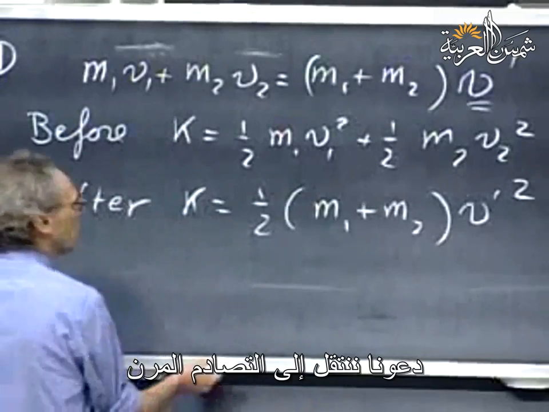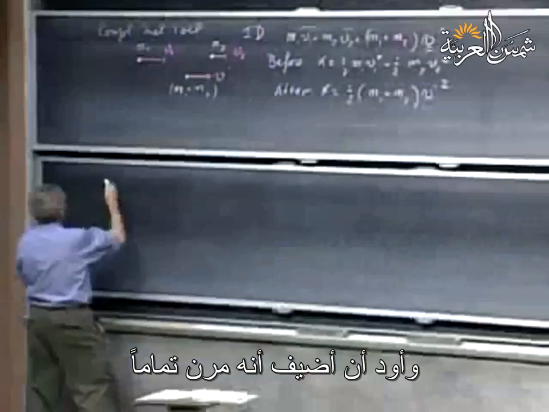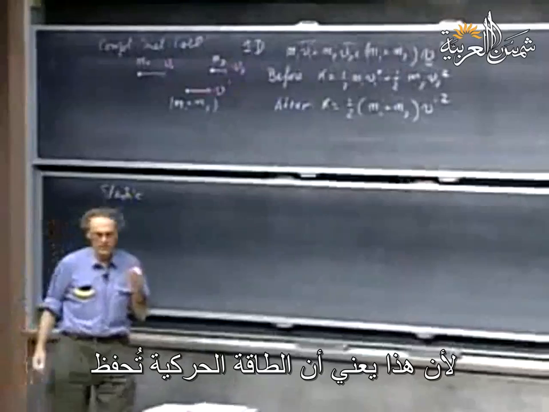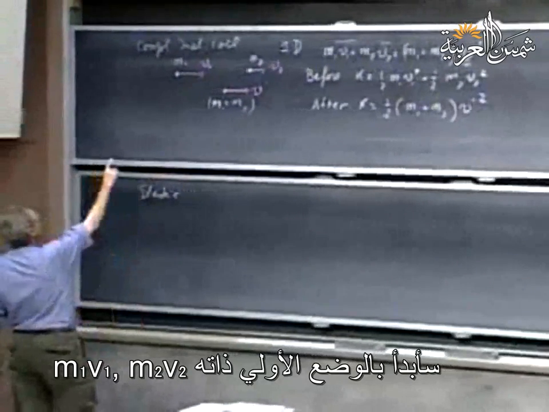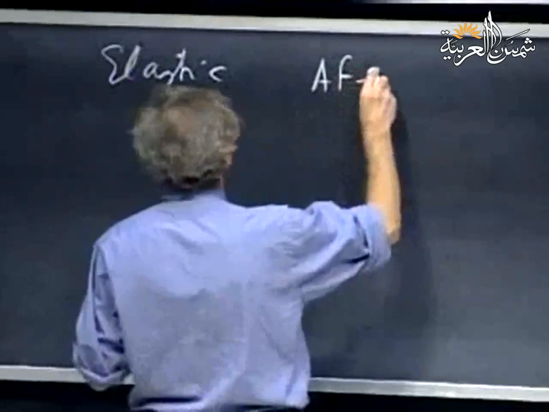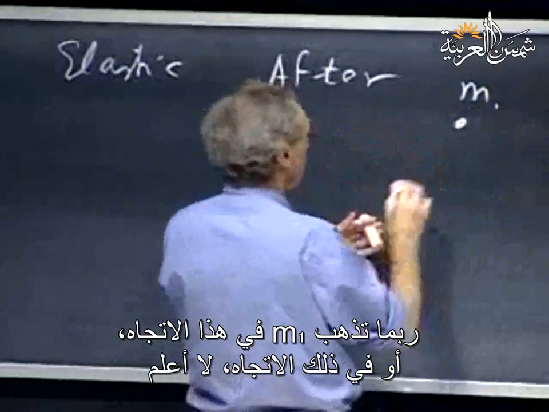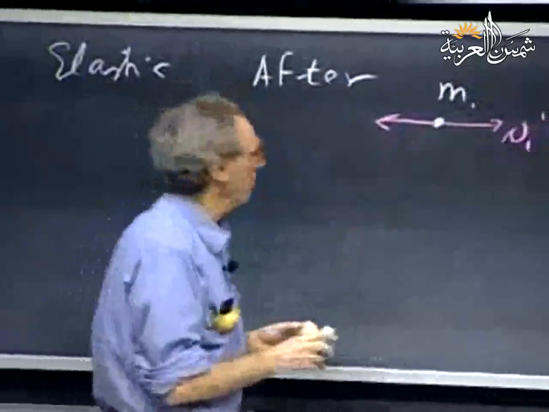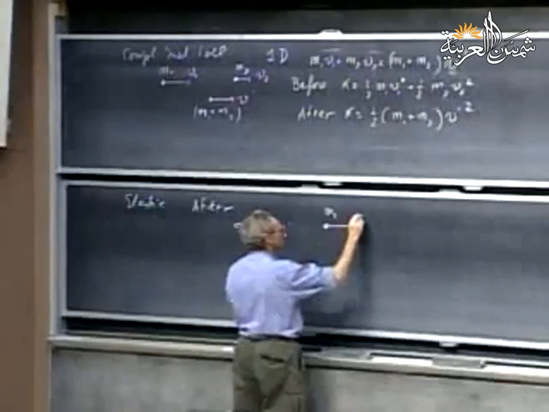Let's do now an elastic collision. And I add the word completely elastic, but elastic itself is enough, because that means that kinetic energy is conserved. I start with the same initial condition, m1 v1, m2 v2, but now, after the collision, m1 could either go this way or this way, I don't know. So this could be v1 prime, this could be v1 prime. m2, however, will always go into this direction.